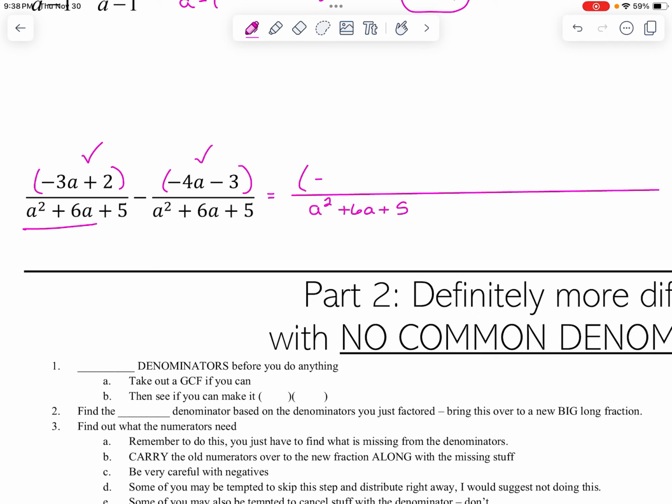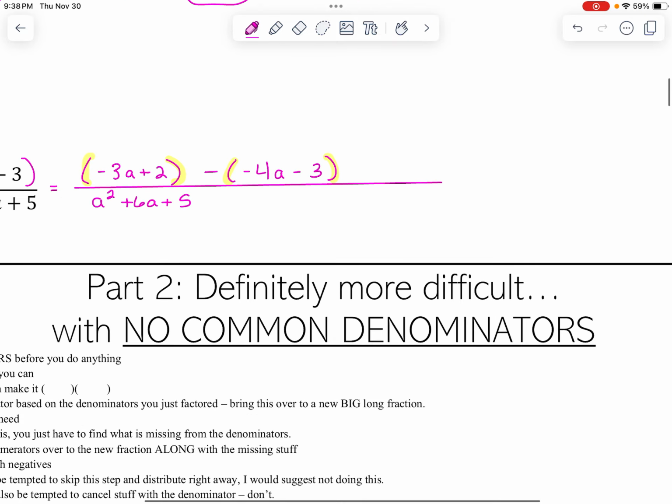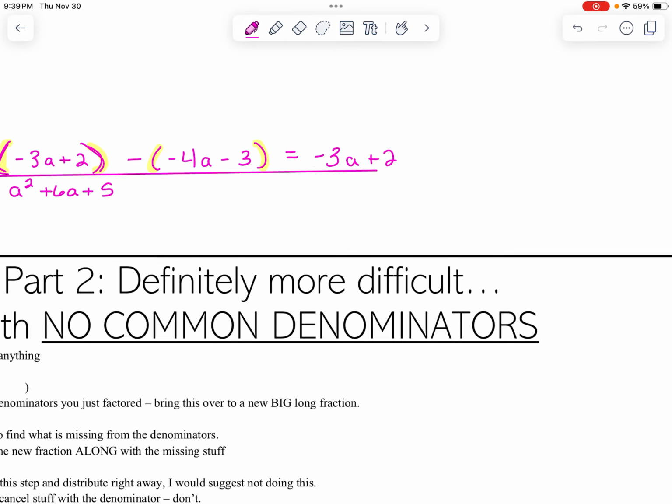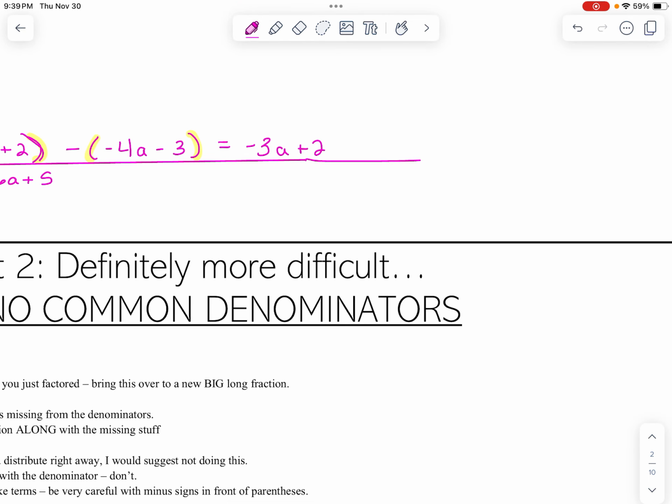Okay, so I'm going to bring negative 3a plus 2 over in parentheses because it's a binomial. And I'm going to bring over my minus sign from right here. And I'm going to bring over negative 4a minus 3 in parentheses. You might think it's a little overkill to include all these parentheses, but you'll be wrong because the negative will really hurt you if you forget it. So these first set of parentheses mean absolutely nothing because essentially you're just distributing a positive 1, which does nothing. But those second parentheses, boy, do they mean something.